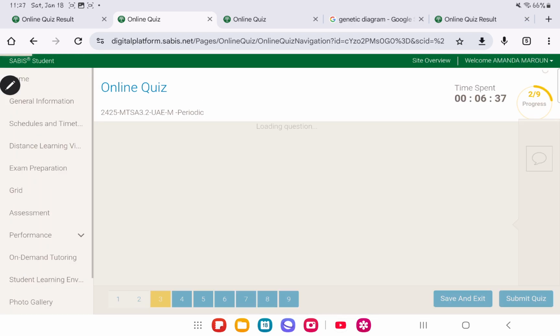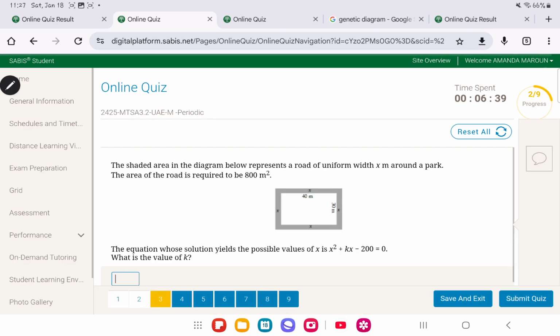We move on to question number 3. This question is a very interesting question in my opinion. The shaded area in the diagram below represents a road of uniform width x around a park.